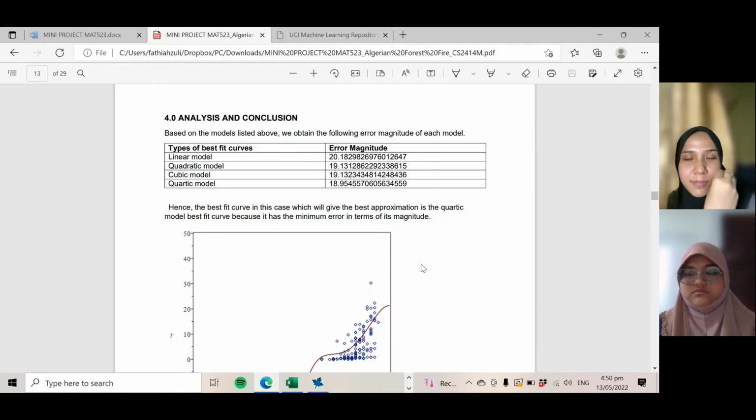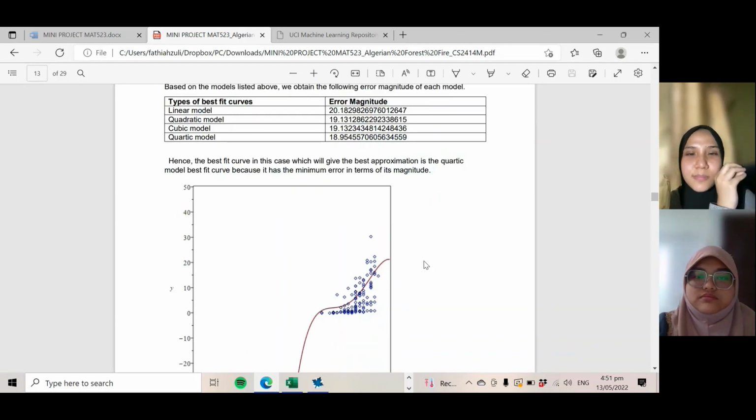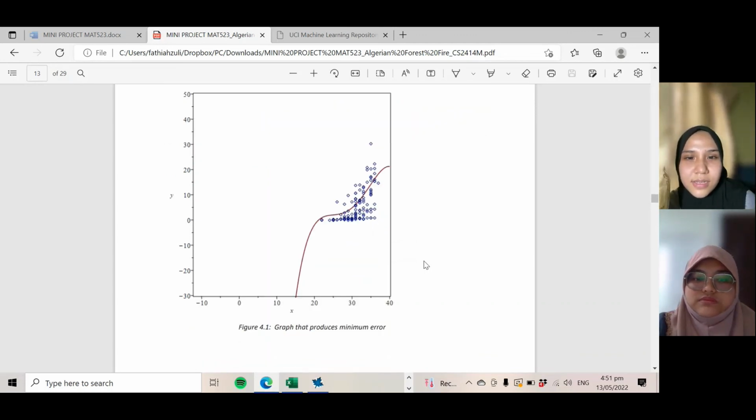So based on the error magnitude, we find that the best fit curve in this case, which gives the best approximation, is the quartic model because it has the minimum error in terms of magnitude. Then this is the graph that produces the minimum error, which is the quartic model.